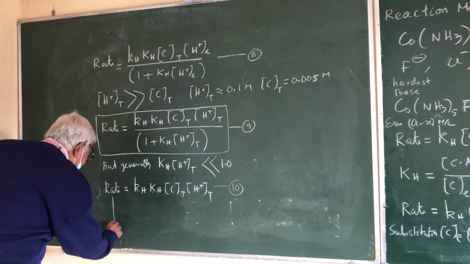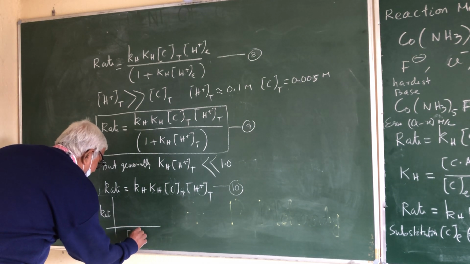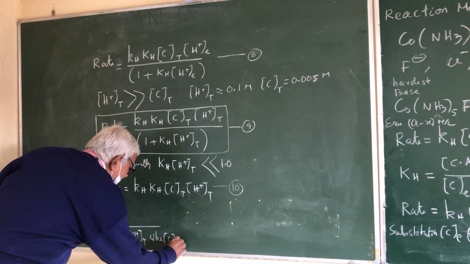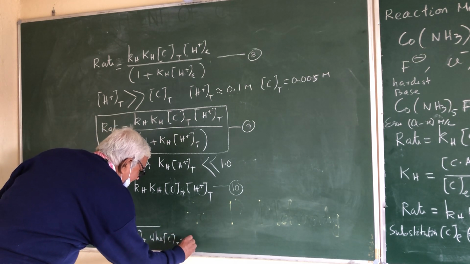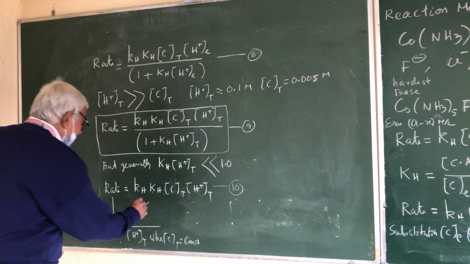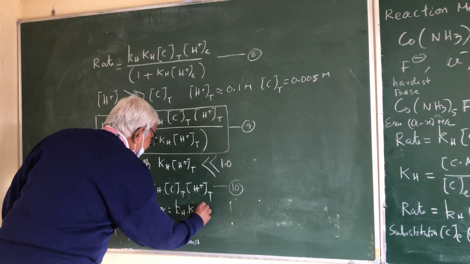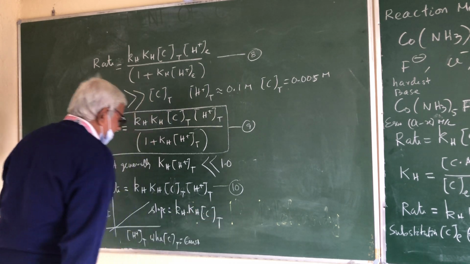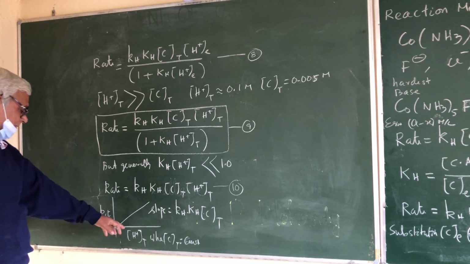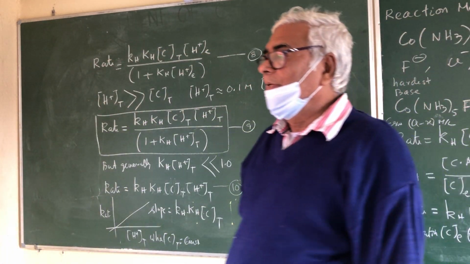That means if you plot the rate versus hydrogen ion total, when complex total is constant, then it should be linear passing through origin, and the slope will be kH into complex total. So if complex total concentration is kept constant and hydrogen ion concentration is varied, then the rate versus hydrogen ion total plot will be linear passing through origin.